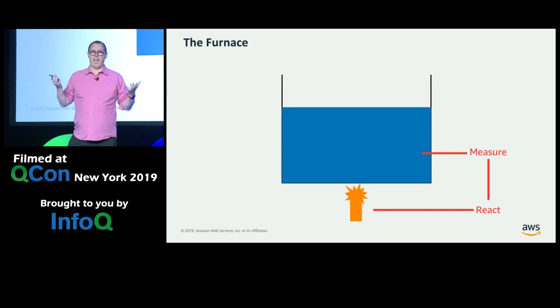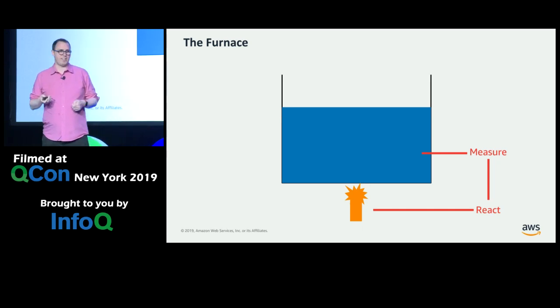How you would go about doing this is kind of obvious. You would measure the temperature of the water, and if the water's too cold, you turn the heat up, and if the water's too hot, you turn the heat off, or you turn the heat down if it's approaching that temperature.